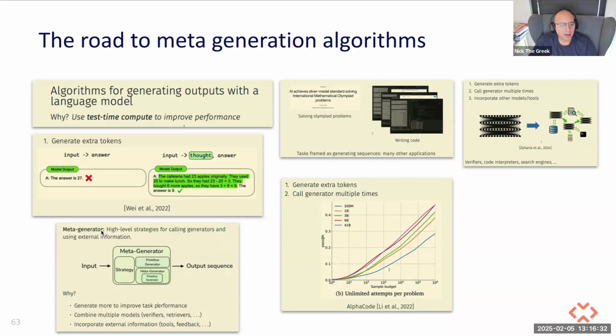On a high level, meta generators are high-level strategies for calling generators and using external information. So this is kind of like a diagram. We're going to see it in detail. We generate more to improve task performance. This is the chain of thought. Combine multiple models, verifiers, retrievers. So that's also part of the agentic stack. And incorporate external tools, information, and feedback. And that refers to the case where you have to go do web search.